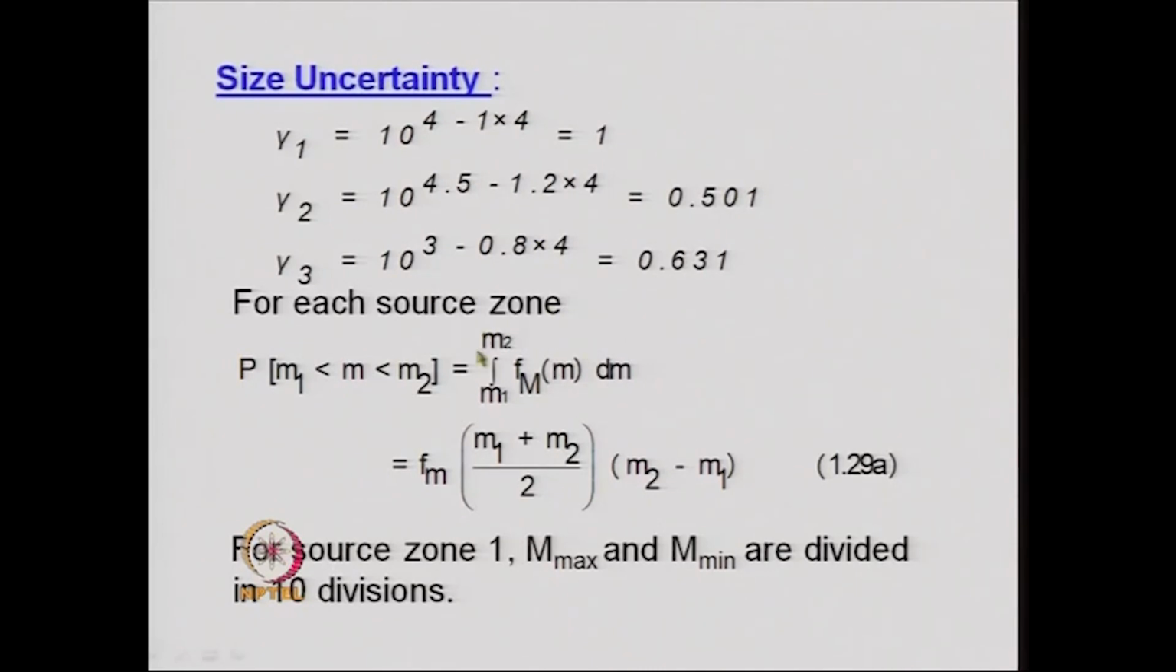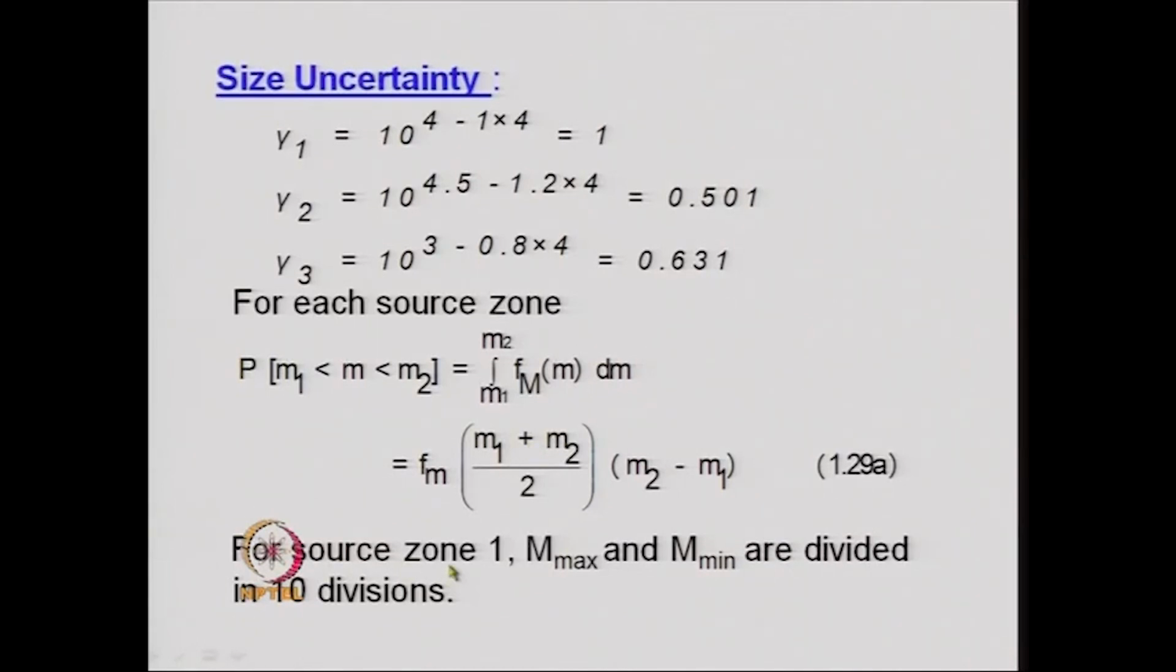And this can be determined by integrating the probability density function f(M), which is shown again here. This probability density function can be computed using this equation, and integrating this equation from M1 to M2, this integration leads to this particular equation, that is, the probability of the magnitude of earthquake occurring between an interval of M1 and M2.